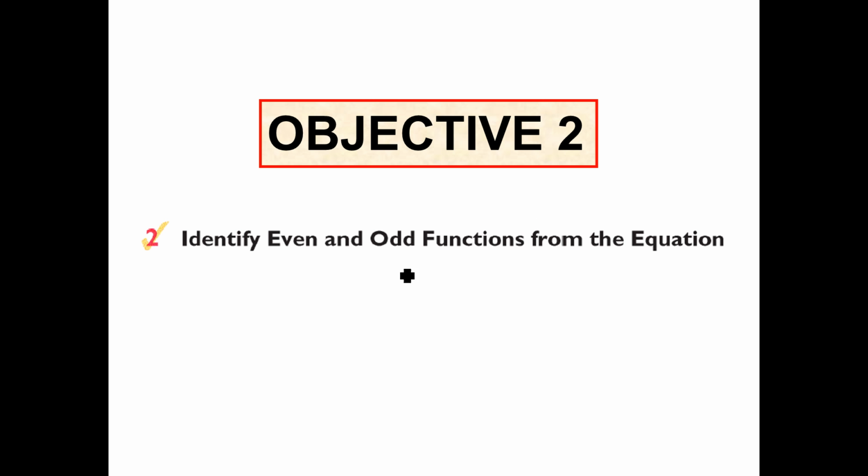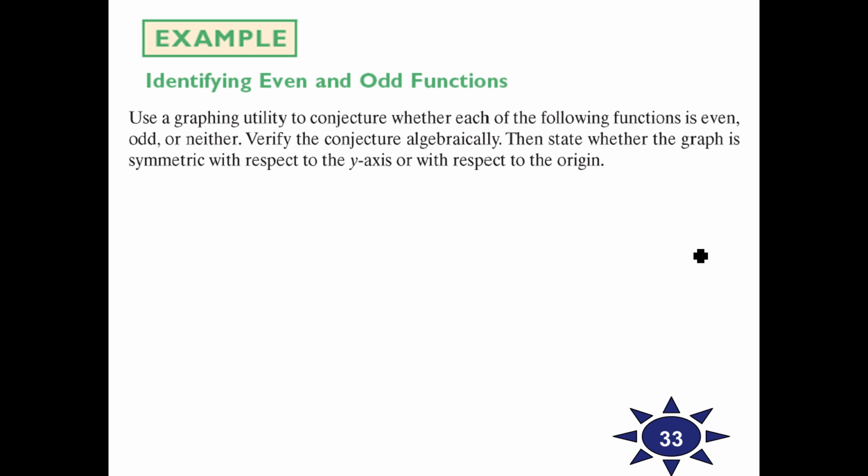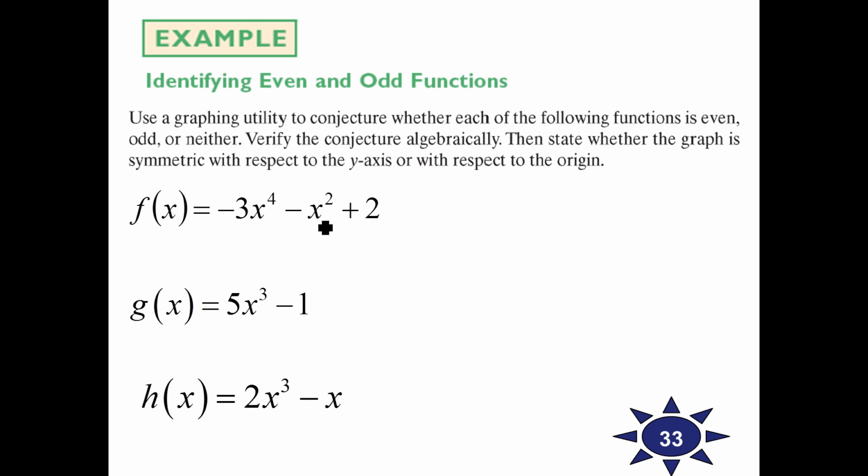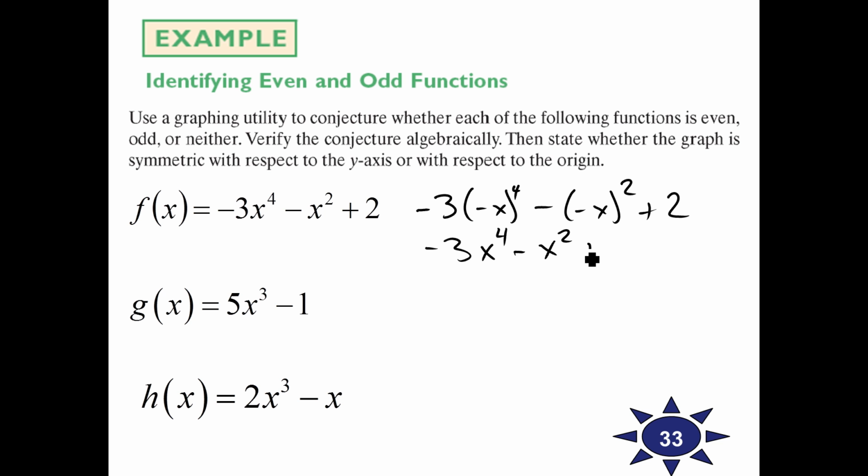Second objective, let's see if we can tell whether functions are even or odd just from looking at the equation. So here's our first equation. Negative 3x to the fourth minus x squared plus 2. Okay, so for every x that we see, we're going to plug in a negative x and see what happens. So negative 3 times negative x to the fourth minus negative x squared plus 2. And a negative to the fourth is just going to turn right back into x to the fourth, minus negative x squared just turns back into x squared, and plus 2, nothing happens there.